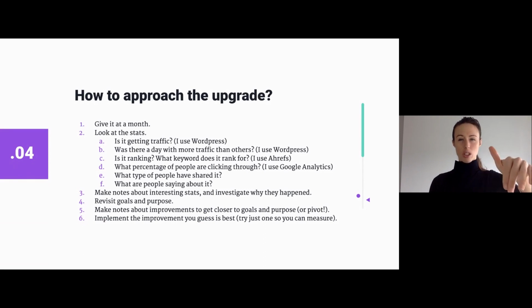Now I'm just going to talk more about points 4, 5, and 6, about revisiting the goals and the purpose, and then using that to make improvements and implement that improvement that you guess is best. I would say just to try one so that you can measure. If you try a bunch of things, you're not really sure what worked. So this is like a core concept of testing. So just try to change one thing so you can isolate that variable.